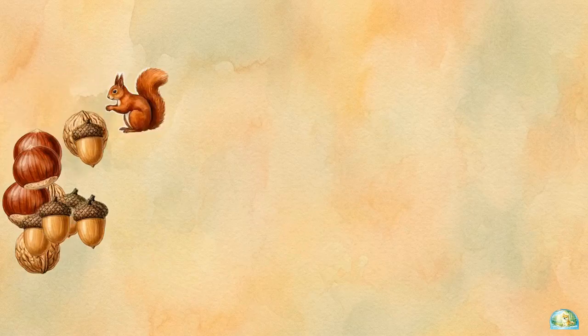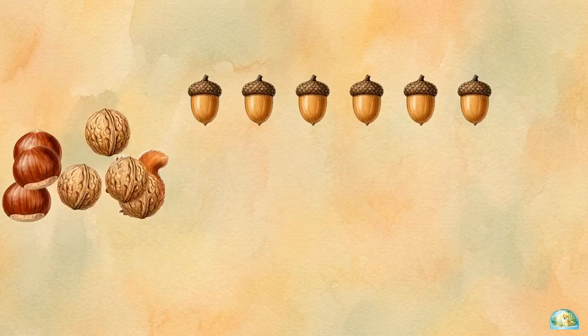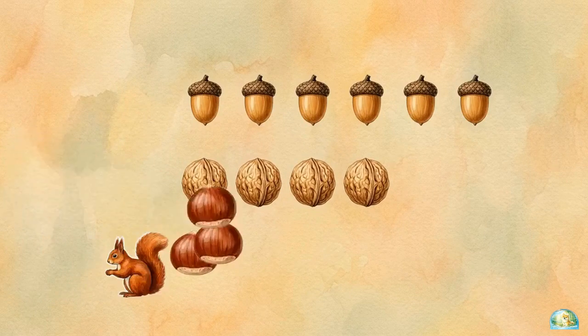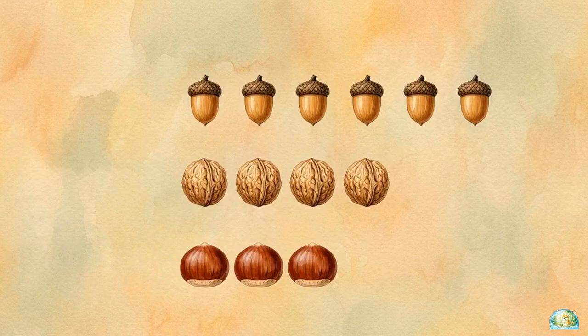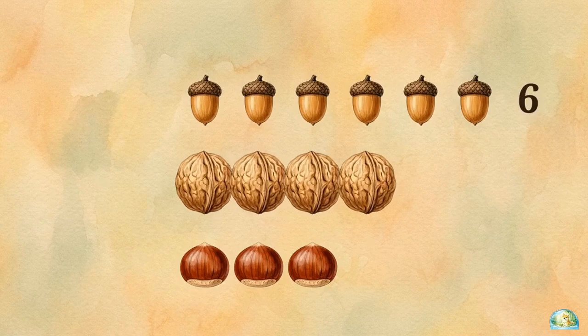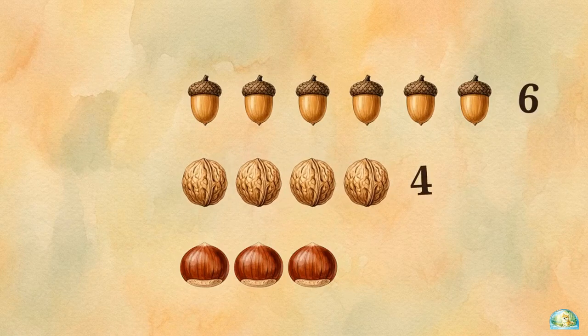Hazel sorts the harvest along a mossy log, creating 3 separate rows: acorns, walnuts, and hazelnuts. Counting the top row one at a time: 1, 2, 3, 4, 5, 6 acorns. The middle row has 4 walnuts. The bottom row has 3 hazelnuts.